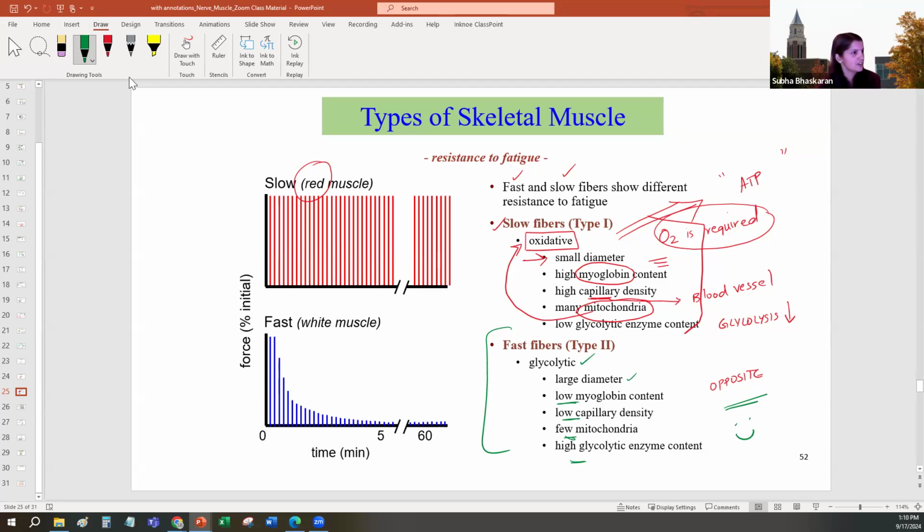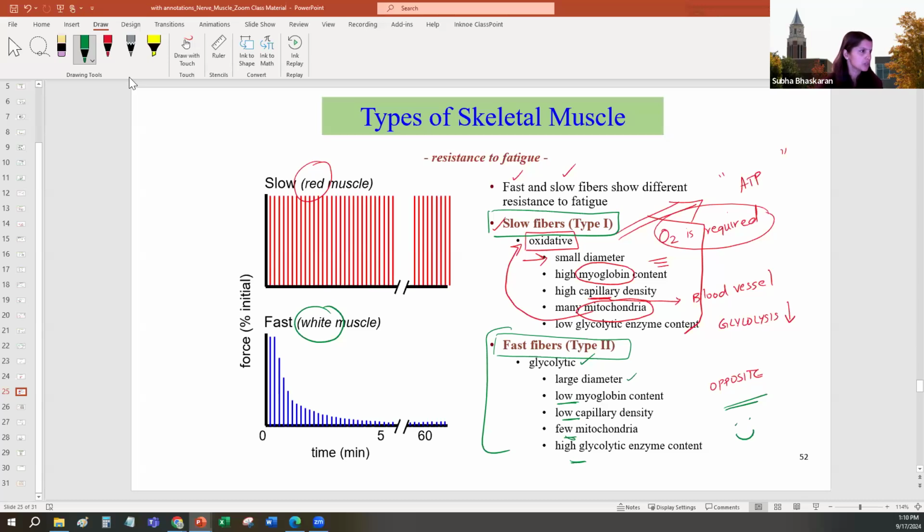How easy is physiology, guys? You can do this, right? We can all do this. Got it? Okay, so slow red muscle, and because this is devoid of a lot of myoglobin stores, how would the color be? White. Got it? So white muscle versus red muscle. It would help if you can remember the alternative names. Slow fibers type 1 oxidative, fast fibers type 2 glycolytic.